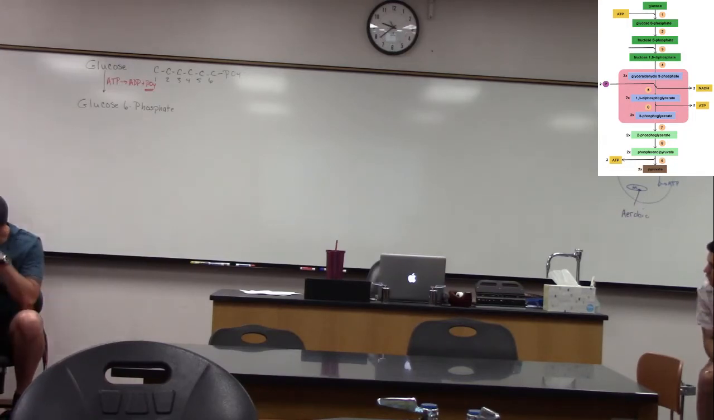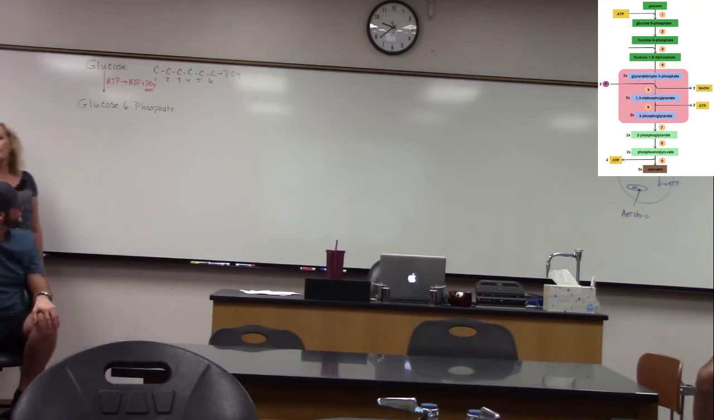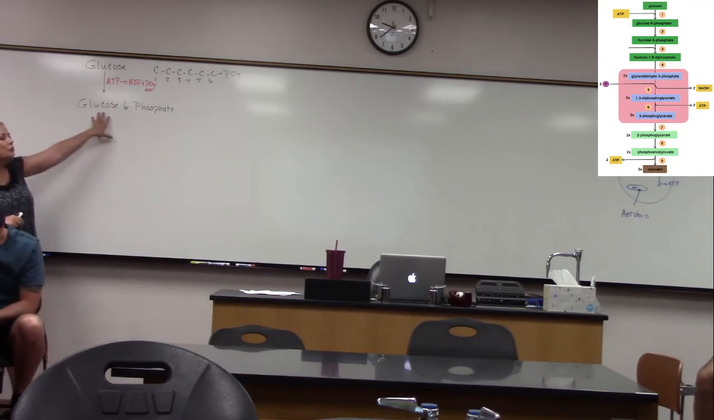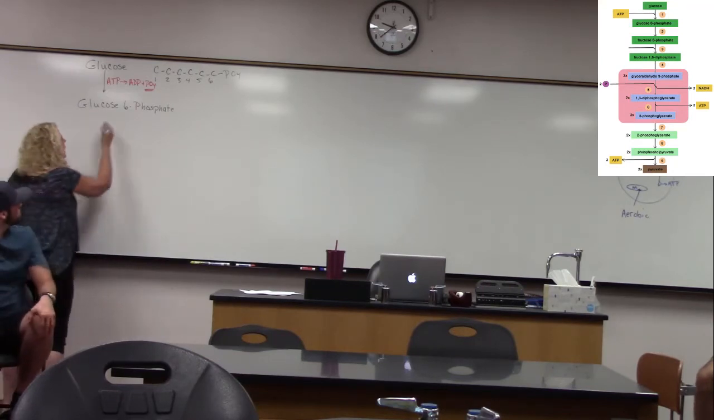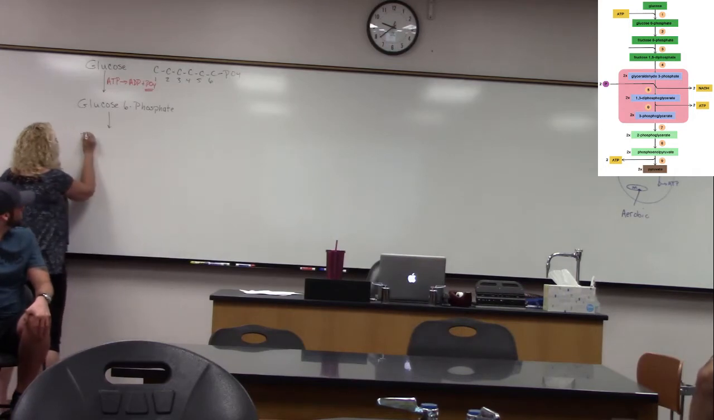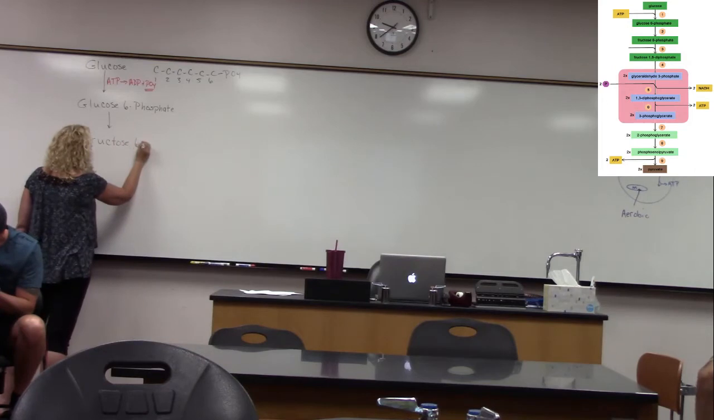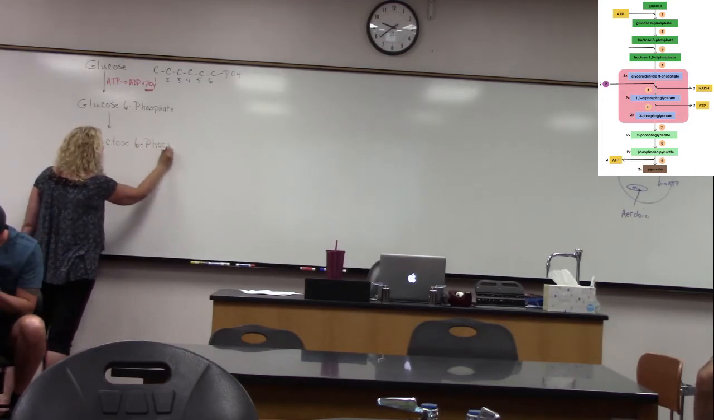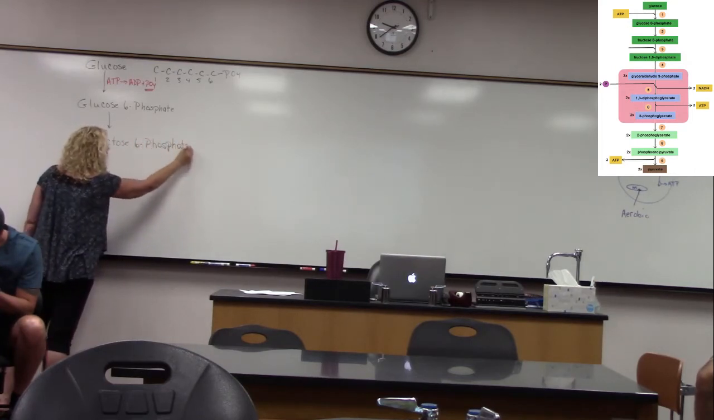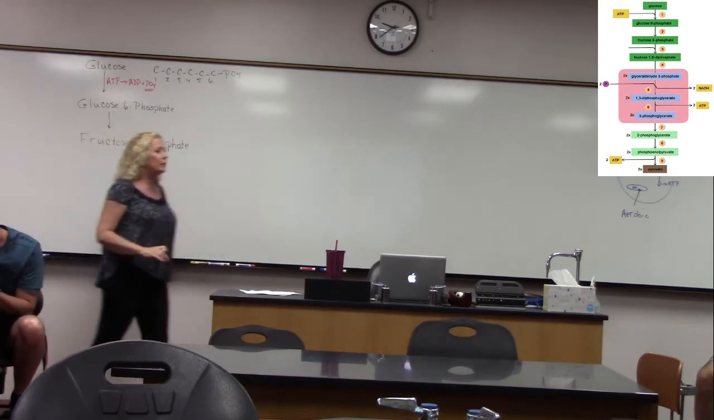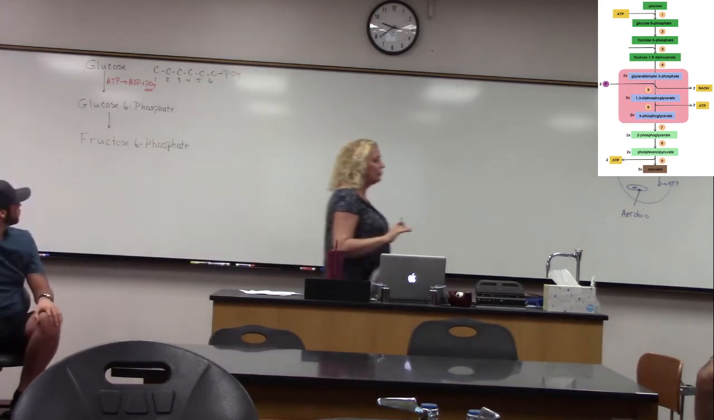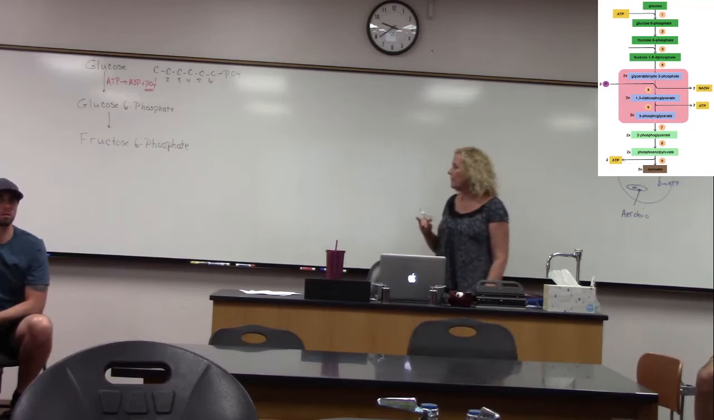Now, once we form glucose 6-phosphate, we're going to change the structure just a little bit, and we're going to produce fructose 6-phosphate. So we change glucose into fructose. Now, I know this isn't on your handout, and I don't expect you to fill this in, but I just want to show you something.